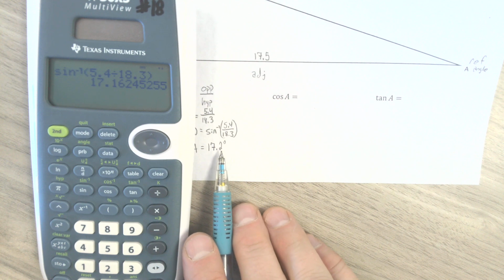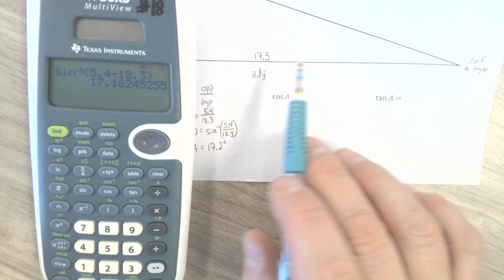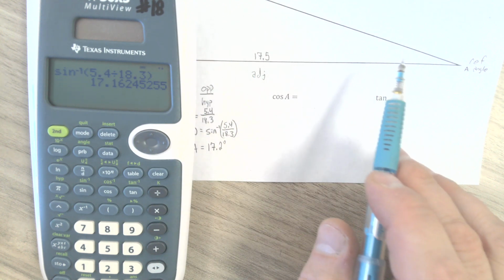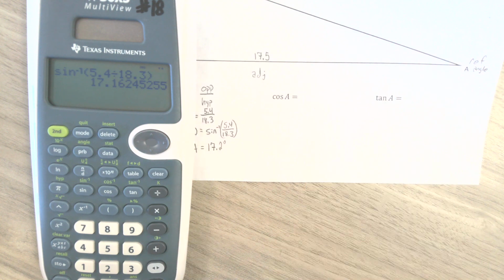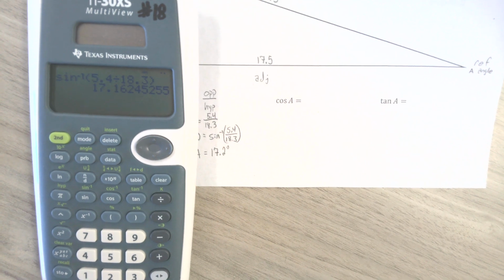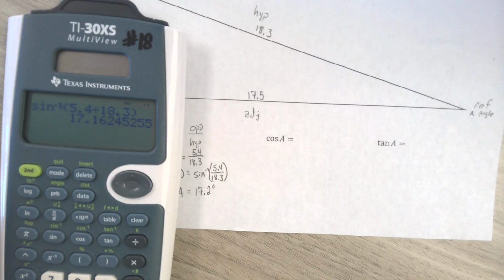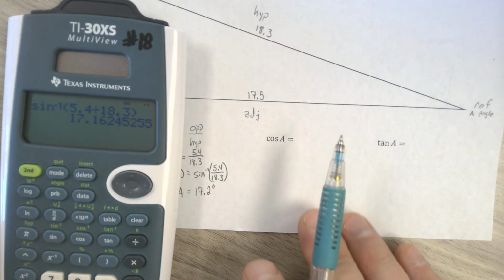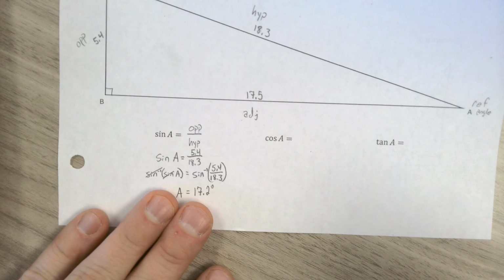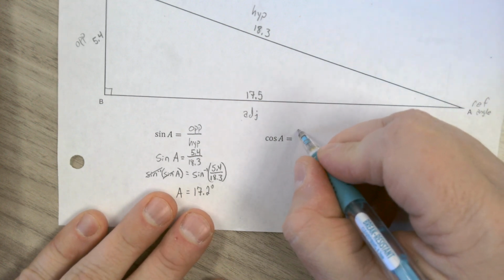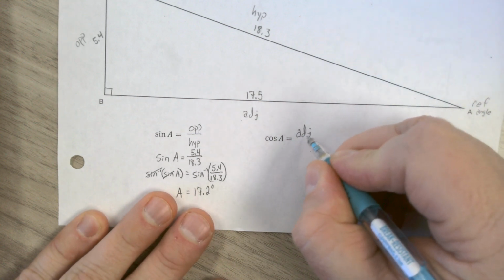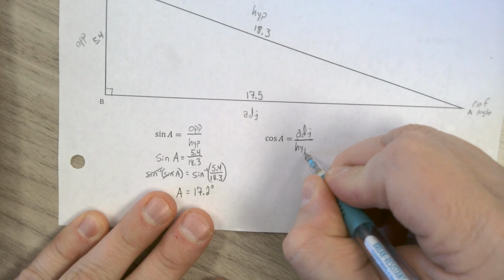We can get this 17 degree measurement from the lengths of the sides without actually measuring the angle. And that's one of the things that trigonometry can do for us. And then we can actually do that with any of the trig functions. We can do the same thing with cosine. Remember, cosine is the adjacent divided by the hypotenuse.